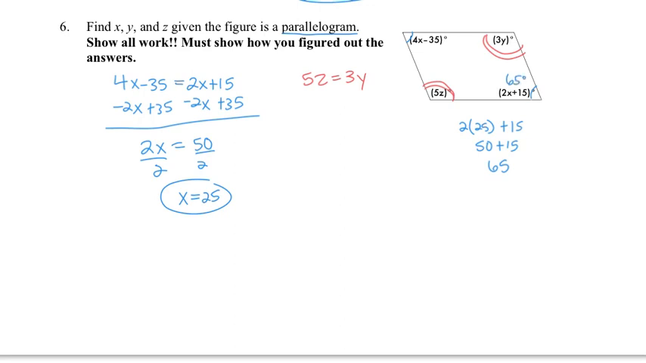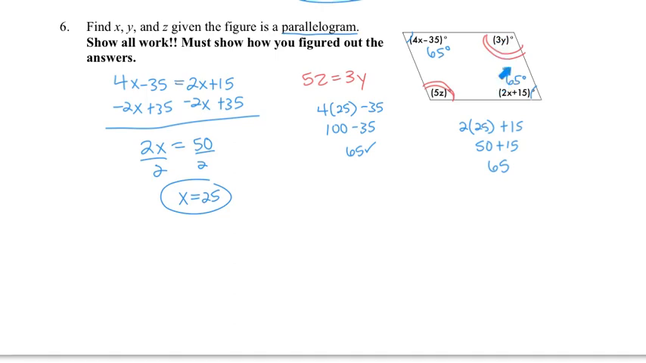Oh, wait, if that's 65 degrees, so is this. So it doesn't matter which one we use. And we can check to make sure that works, right? So 4 times 25 should be 100 minus 35. Yep, that is 65. So that confirms our answer.